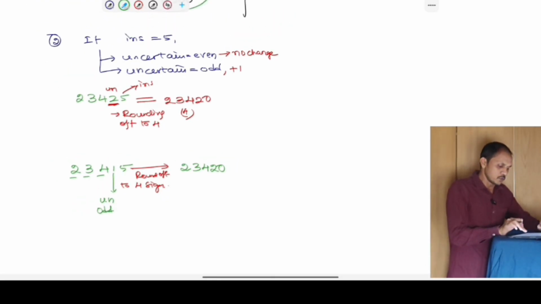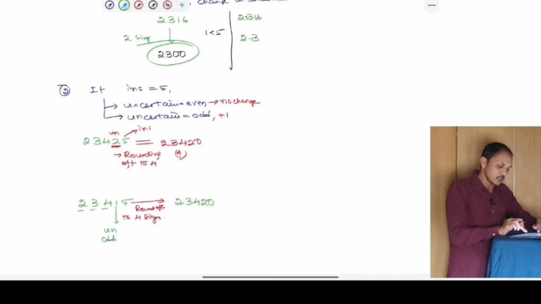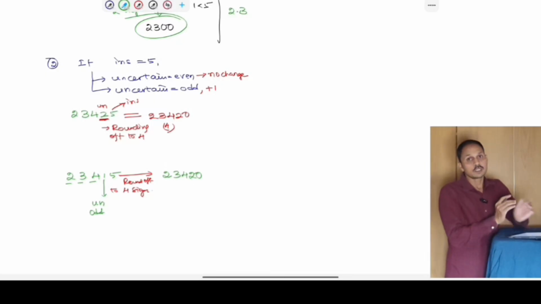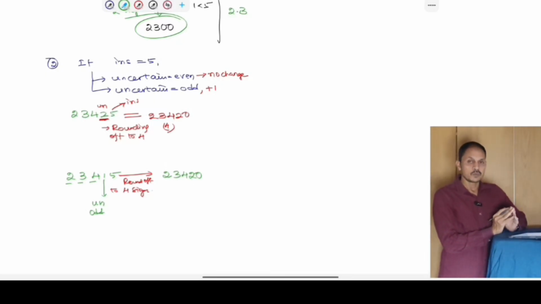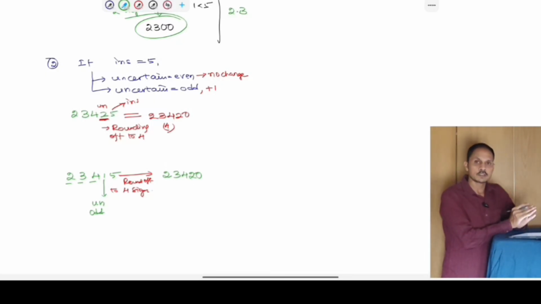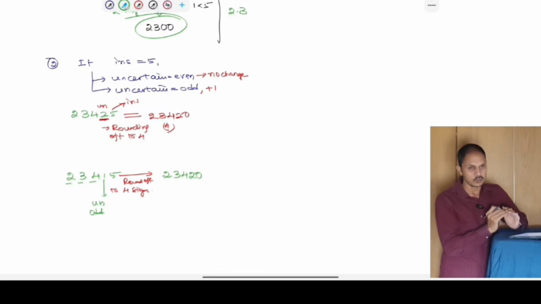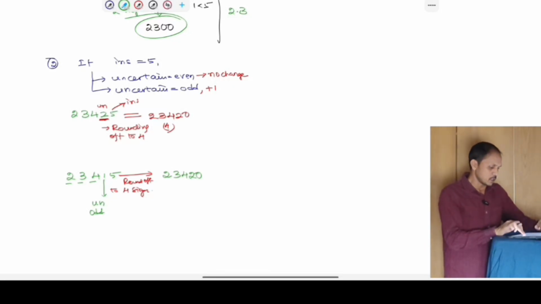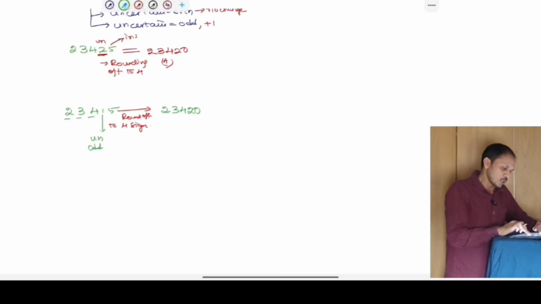So what are the rules? If the insignificant is greater than 5, we are adding 1 to the uncertain and removing the others. If the insignificant is less than 5, then we are leaving the uncertain like that and the remaining extra digits are removed, right? When it is equal to 5, we check whether the uncertain is even or odd. That's all. So it is very simple. Rounding off, that's it. So rounding off completed.